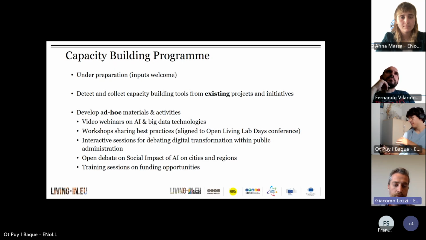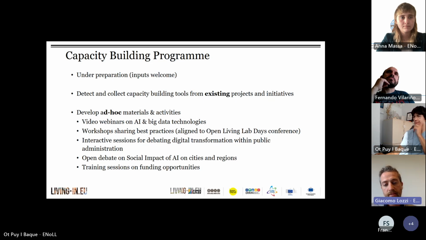Regarding the capacity building program, I can tell you more about it. As the project started a few months ago, this is now under preparation, both from a structural perspective and in terms of the content we want to include. Here we will also detect and collect capacity building tools from existing projects and initiatives. We will have original and new content, but we also want to avoid duplication, so we will build upon what already exists.